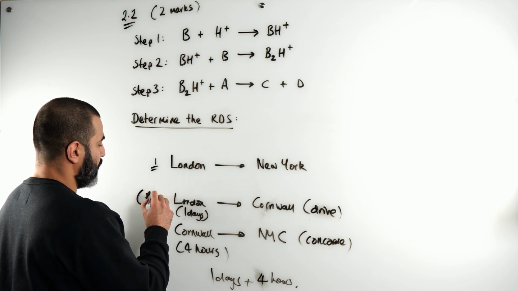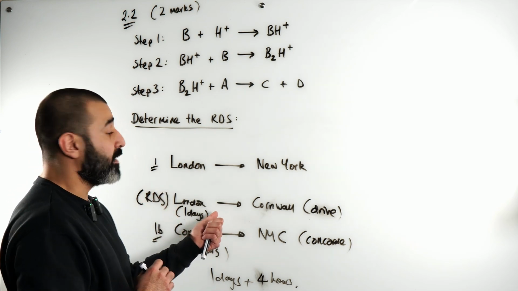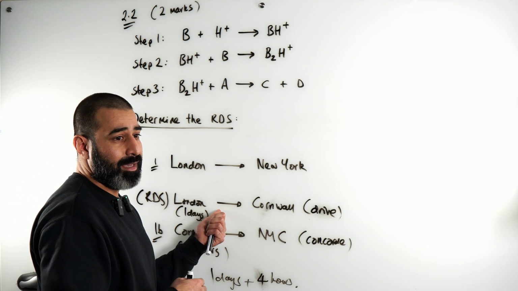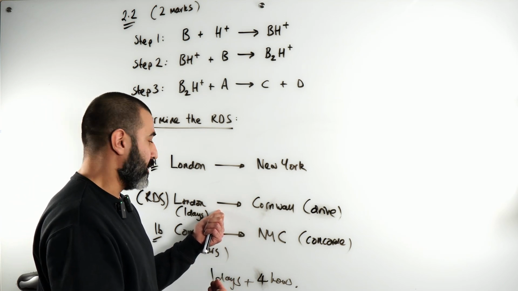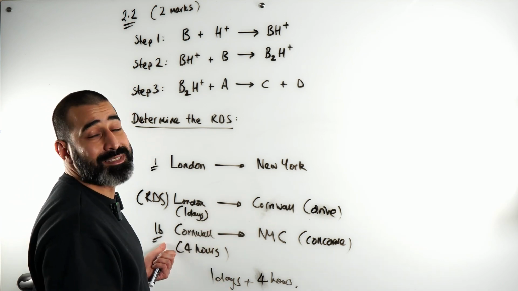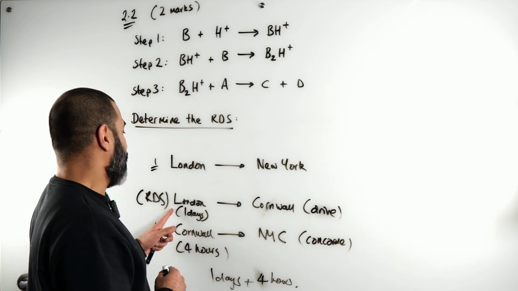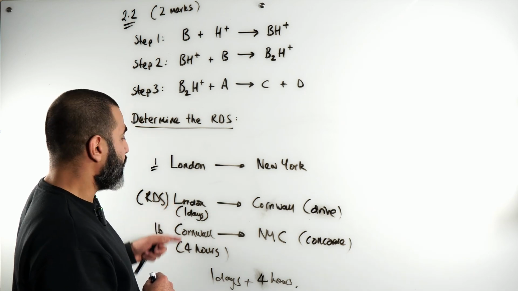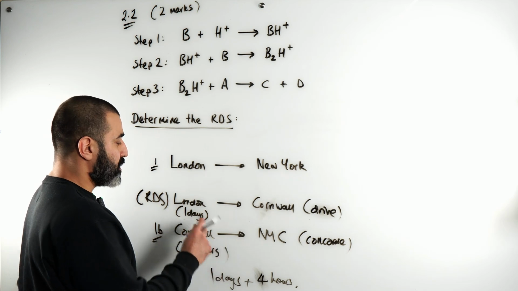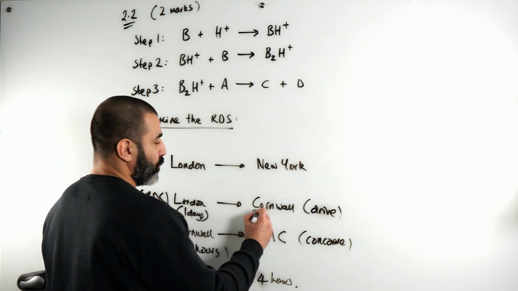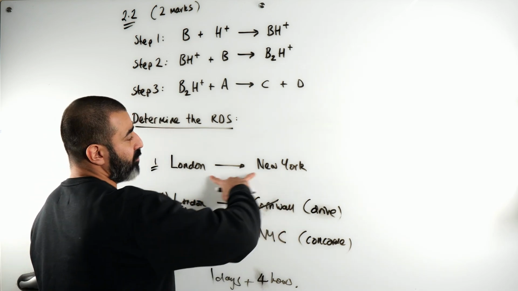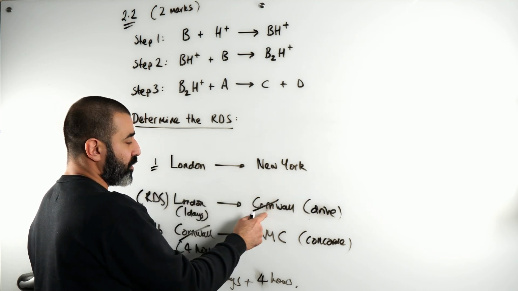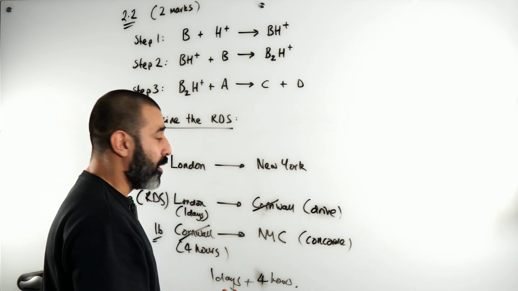So that's going to be the RDS, the rate determining step. If I change this leg, it increases my overall rate of my journey. Changing this one doesn't really substantially affect the rate, okay? Now, these are some mechanisms for my journey. What do you notice about Cornwall as well? Cornwall was not included in my overall start and finish because Cornwall was an intermediate stop, okay?